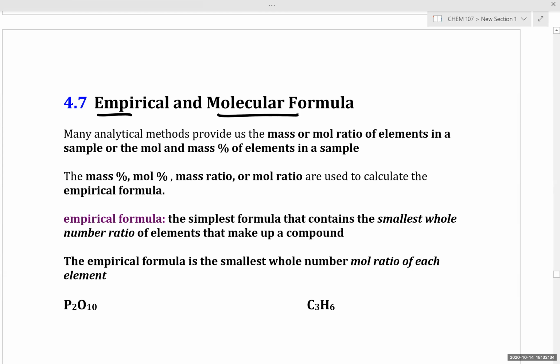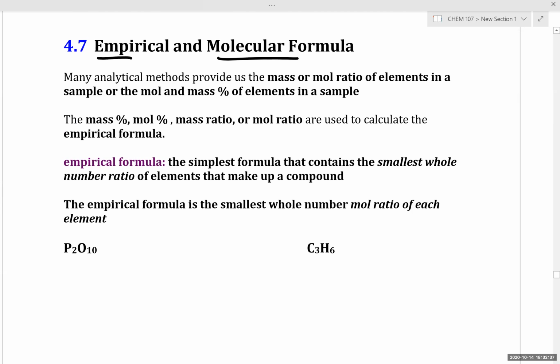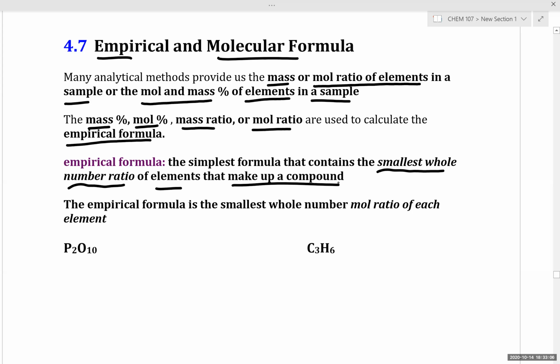So, looking at the empirical and molecular formula, most analytical methods provide us the mass or mole ratio of elements in a sample, or the mole and mass percent of elements in a sample. The mass percent, mole percent, mass ratio, or mole ratio are used to calculate the empirical formula. So the empirical formula is the simplest formula that contains the smallest whole number ratio of elements that make up a compound. So the empirical formula can be thought of as the smallest whole number mole ratio of each element.